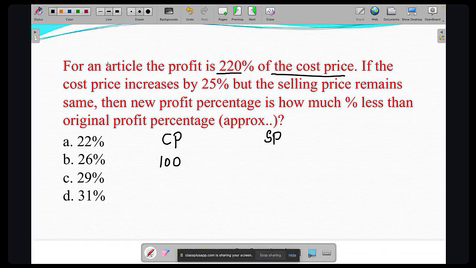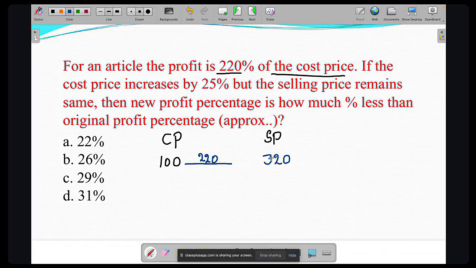220% of 100, 220 is the profit. 100 is the cost price, 220 is the profit. What is the selling price? 320, sir. 320 is the selling price. Is it clear?